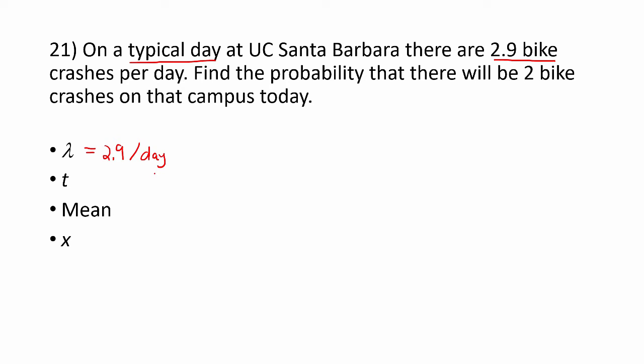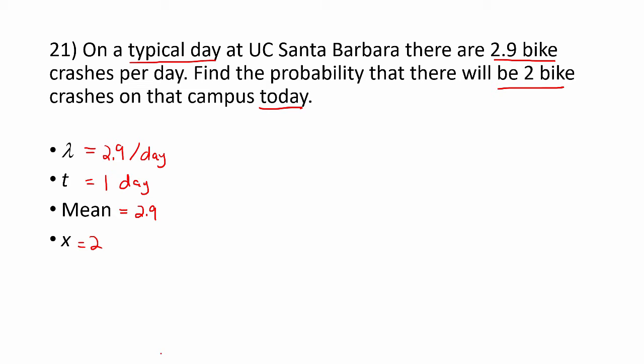T is the time interval for the problem, and we're being asked to find the probability that there will be 2 bike crashes on campus today. That's 1 day. The mean is equal to lambda times t, and 2.9 times 1 is 2.9. And finally, we're looking for the probability that there will be exactly 2 bike crashes that day, x is equal to 2.